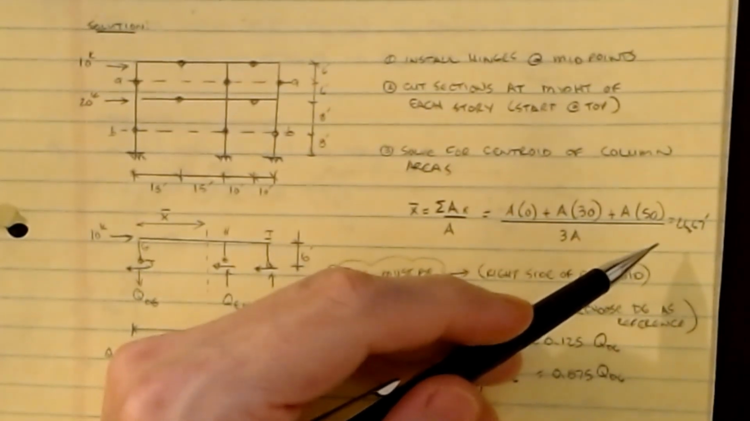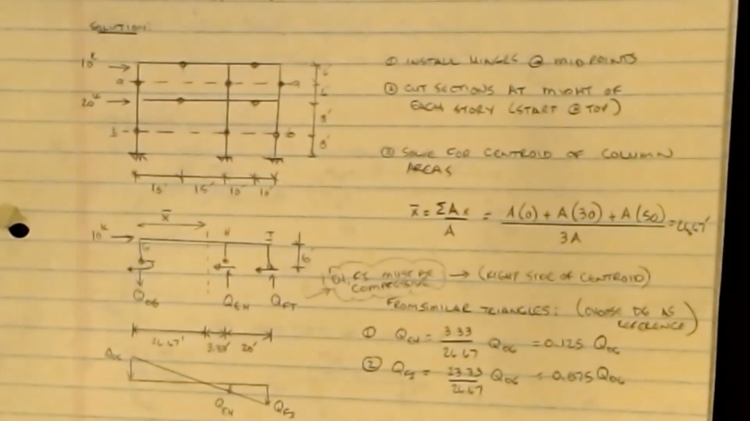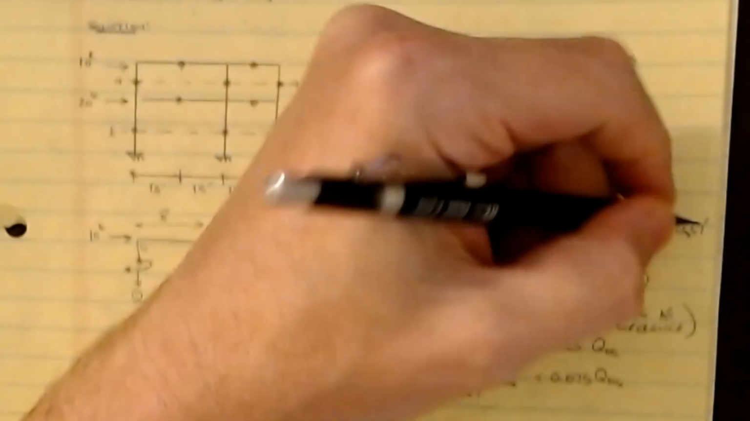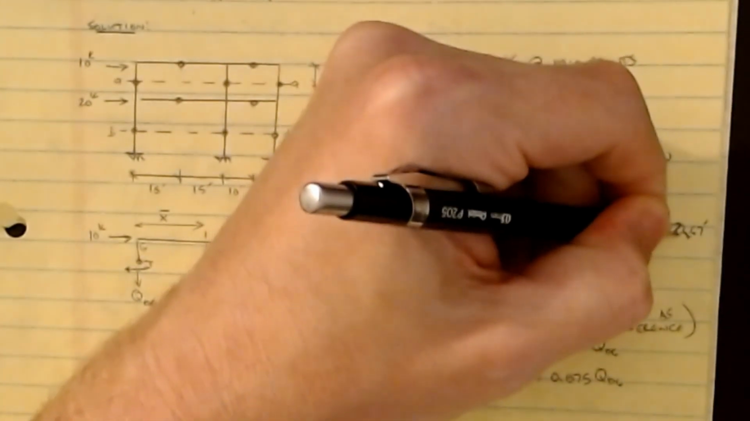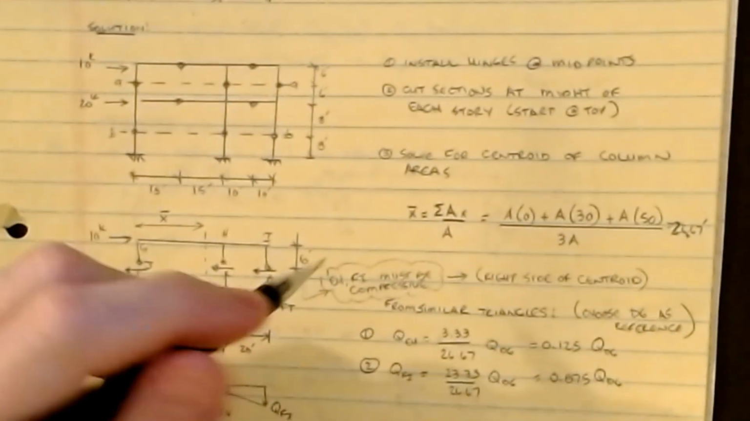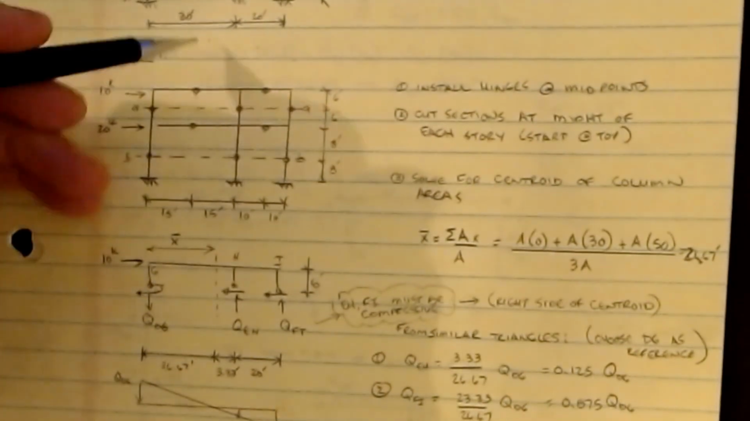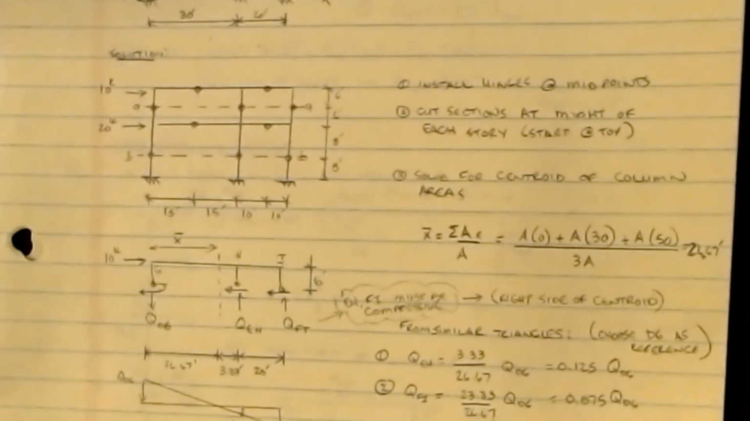And that is not right. Let's try 26.67, sorry about that. Okay, 26.67. Let me get that number a little better written. So 26.67 feet to the centroid location, or what would be the neutral axis of this beam cross section.